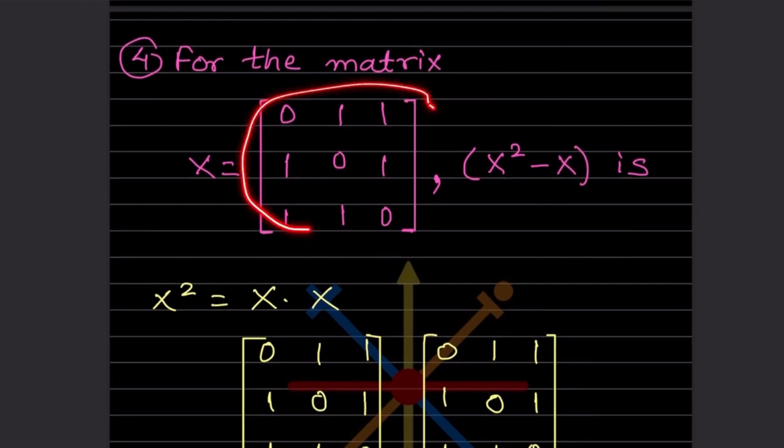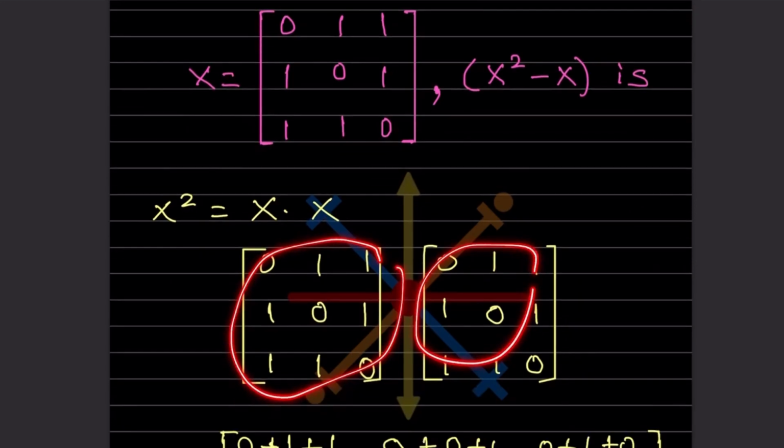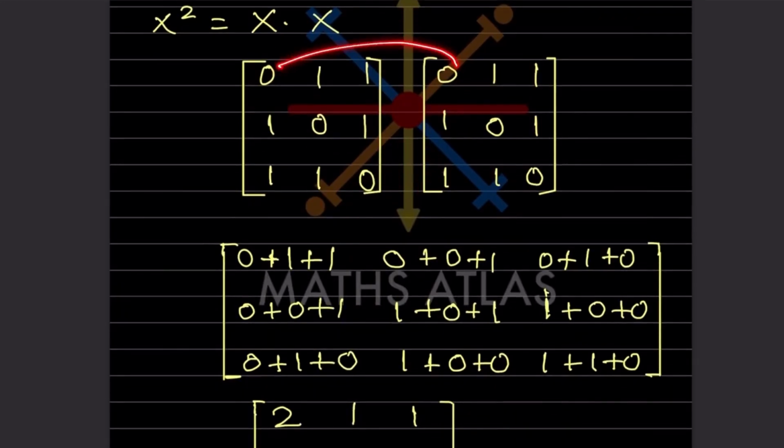This is given, x is given. You have to find out x square minus x. Now see, x square means x into x, because you know this x. So we will put the same thing two times. Here this is going to be 0, this is going to be 1, this is going to be 1. Then this into this is going to be 0, 0, 1. Then 0, 1, then 0. You have to multiply. So this is done.